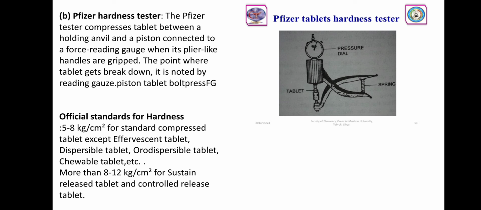Official standards for hardness: 5 to 8 kg per centimeter square for standard compressed tablets, except effervescent tablet, dispersible tablet, oro-dispersible tablet, chewable tablet, etc. More than 8 to 12 kg per centimeter square for sustained release tablet and controlled release tablet.